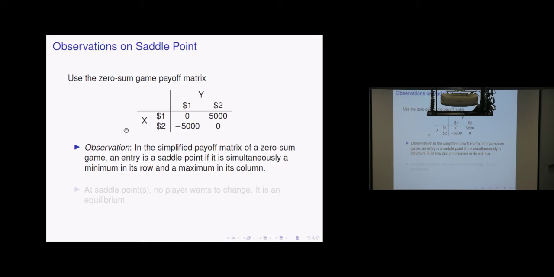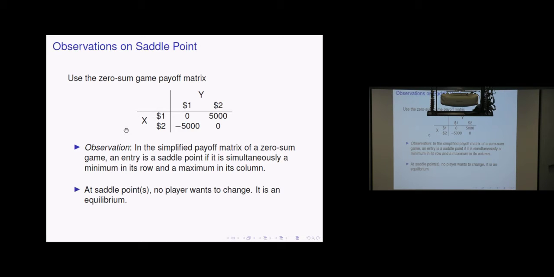Anyway, I hope I explained what a saddle point is. Let me repeat this again. In the tutorial, you are going to decide some saddle points. So let's say it again: the saddle point is a point which is a minimum in a row and at the same time a maximum in a column.